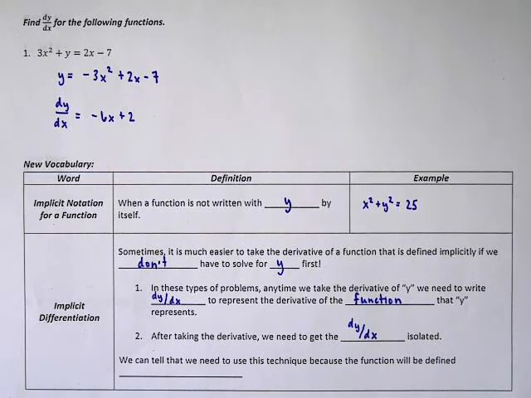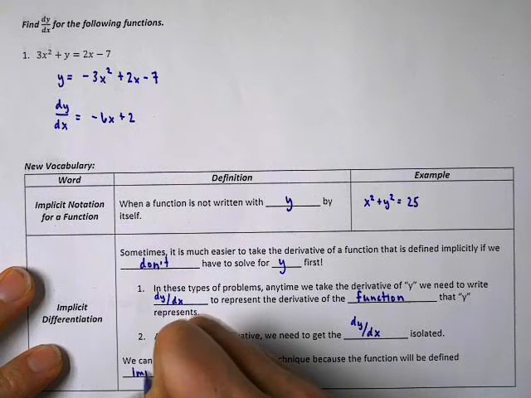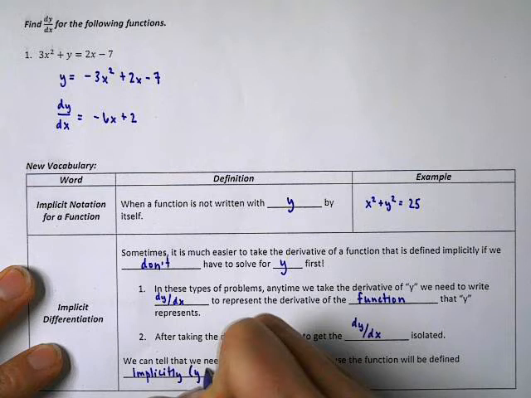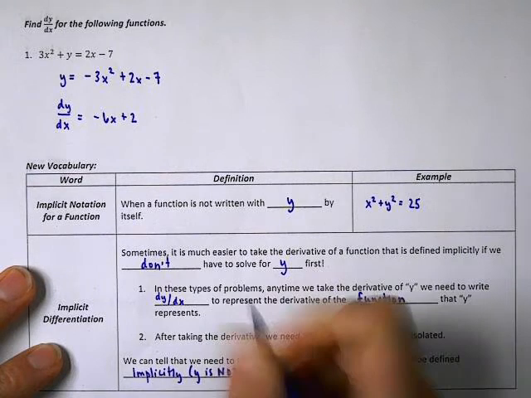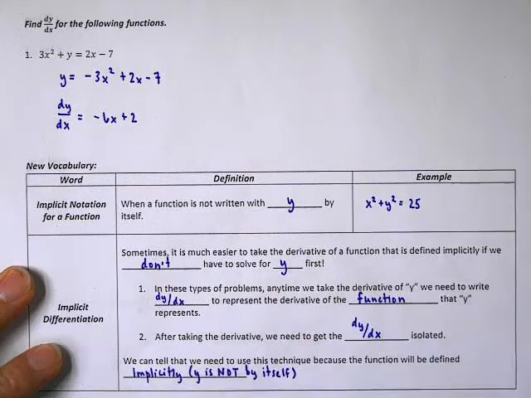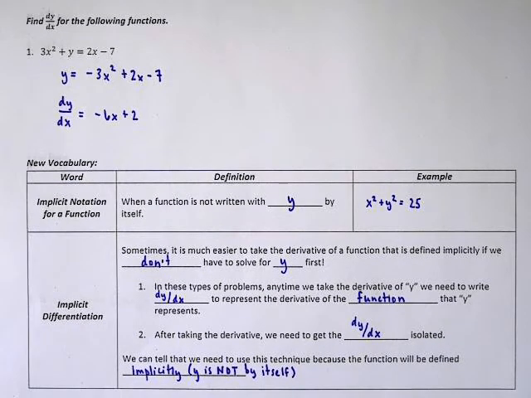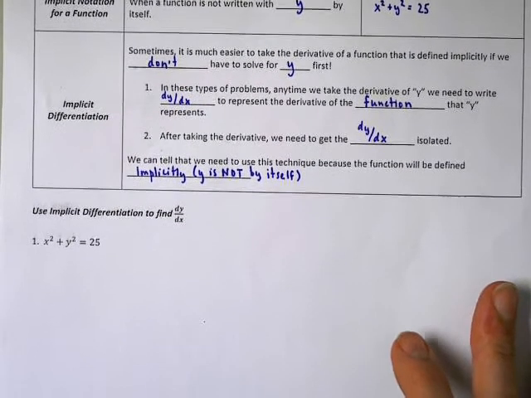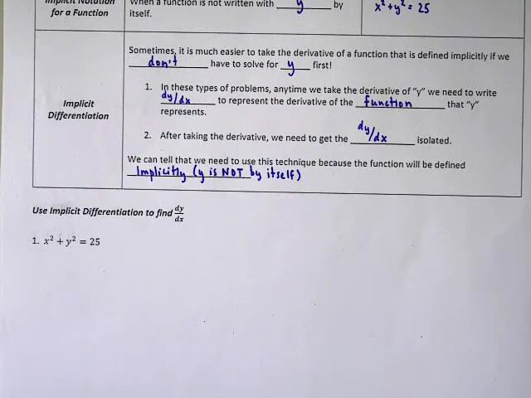We can tell we need to use this technique because the function will be defined implicitly. And again, what that means to us is that y is not by itself. So whenever y is not by itself, we're going to use implicit differentiation. For number one, and actually this is the example I wrote above, we're going to use implicit differentiation to find dy dx.